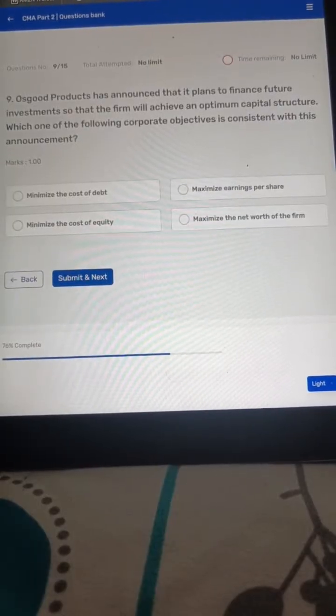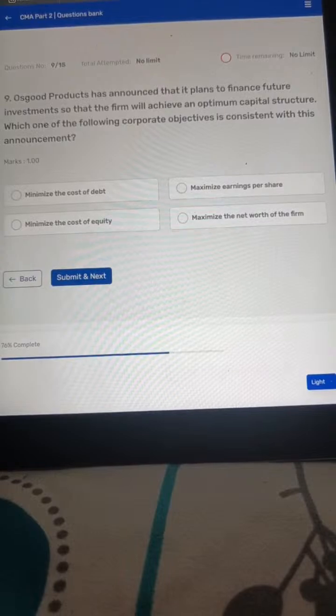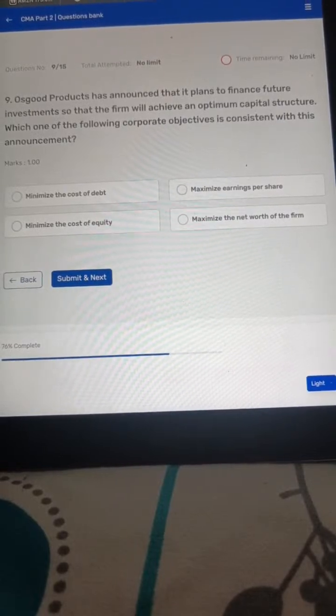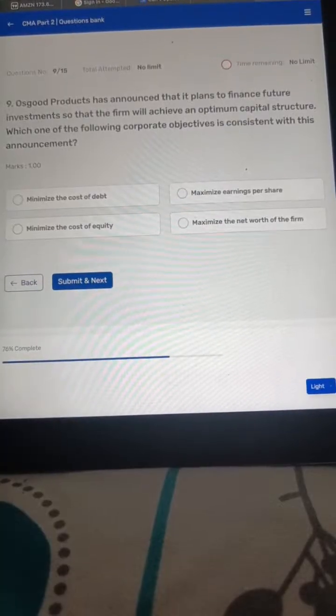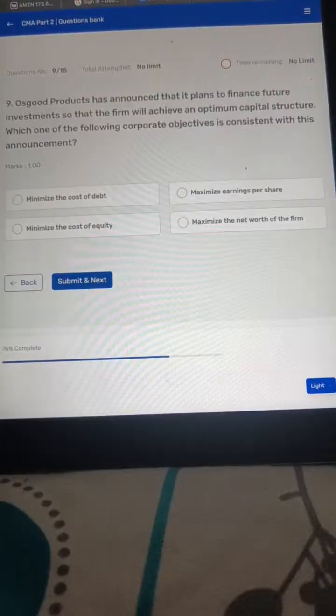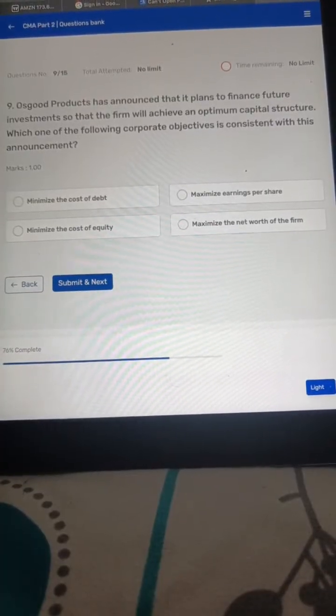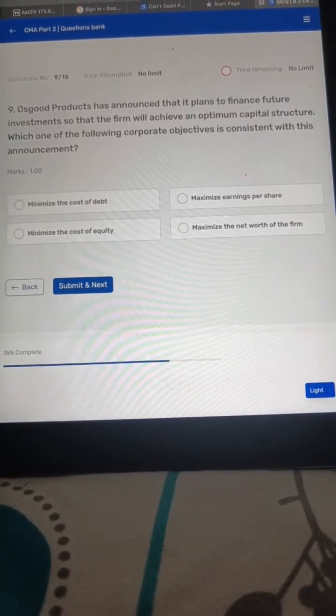Question number 9 says that Osgood Product has announced its plan to finance future investment so that the firm will achieve the optimum capital structure. Which one of the following corporate objectives is consistent with this announcement?